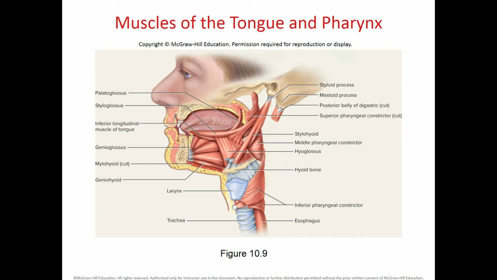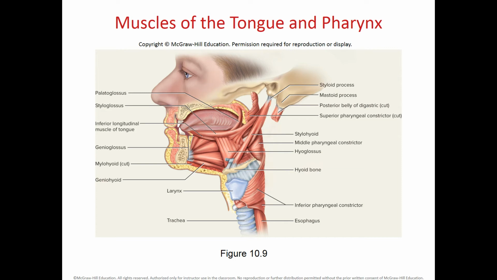And we have muscles in here of the palate. So palatoglossus. This palatoglossus is a muscle that elevates the posterior tongue and brings the soft palate to the tongue.